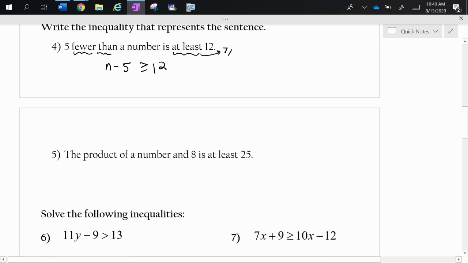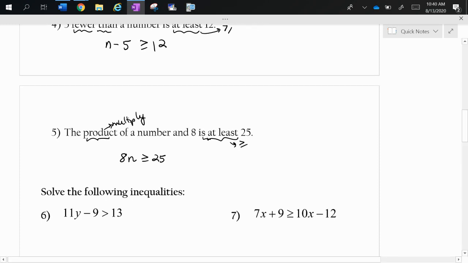The next one says the product of a number and 8 is at least 25. So the product means we multiply. We remember that. Everybody should know that. Product means we multiply, and there it is again, is at least, so we know that means greater than or equal to. So the product of a number and 8 would be 8 times n, where n would be the number. 8 times n, or 8n, is at least, so we're going to write greater than or equal to 25. And there's our inequality. So we should be able to translate a sentence into an inequality.